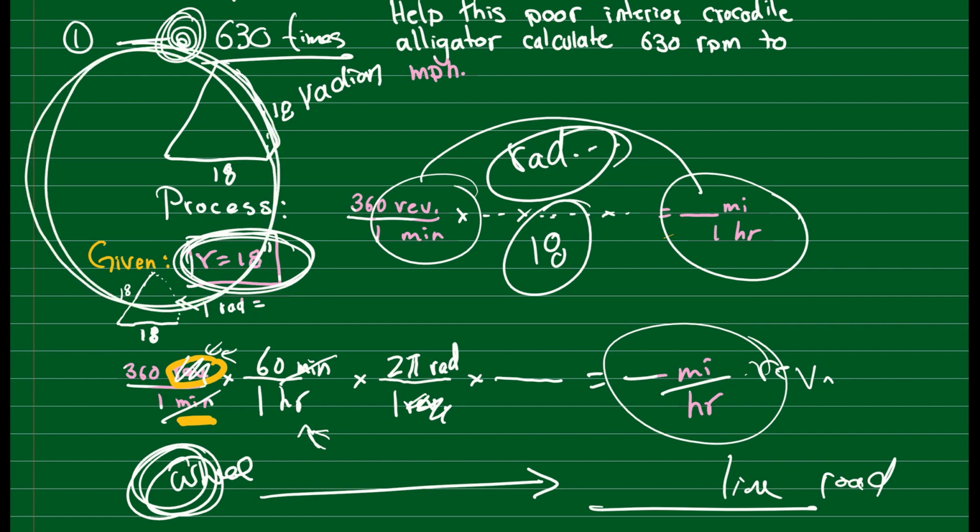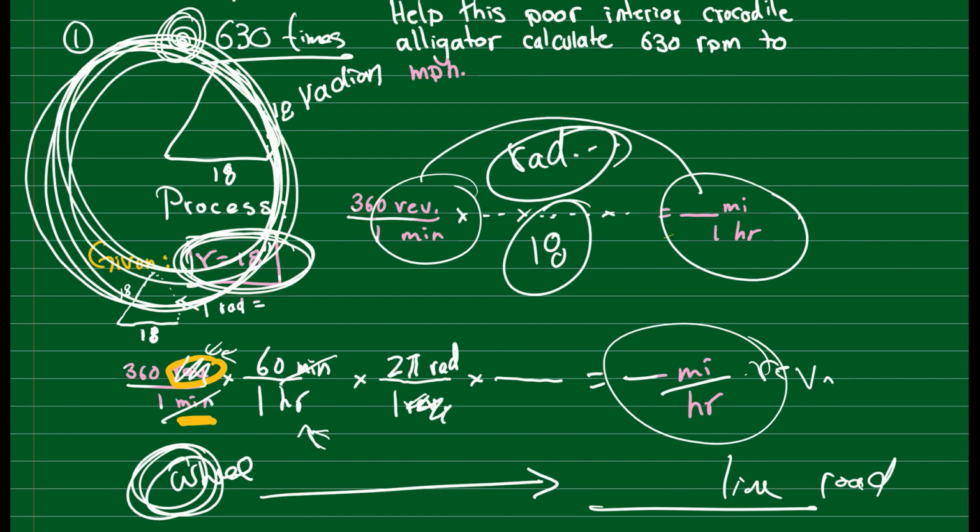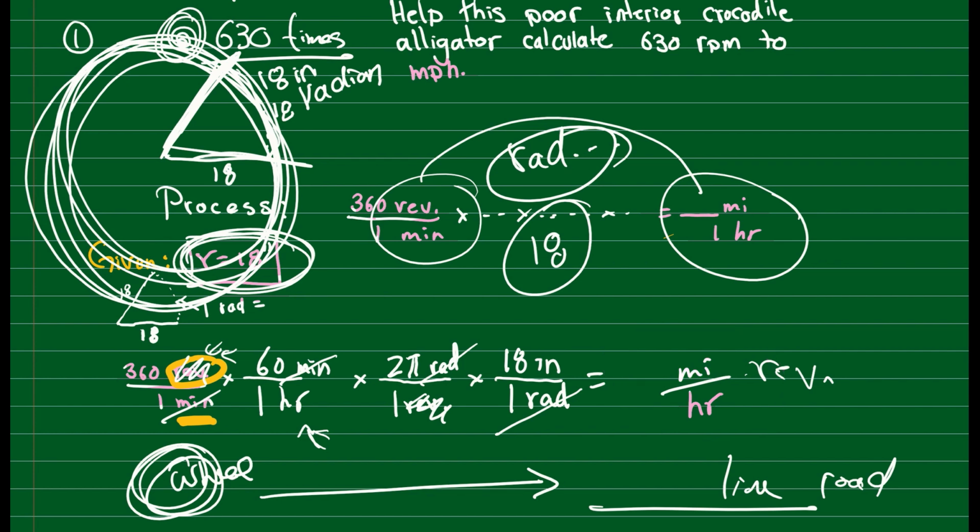And what do we know about the wheel then? Once it goes around, you form an entire revolution. And we know that the measurement of this little radian is 18 inches. So we know that 18 inches is equal to 1 radian. And magically, look what happens. Ta-da! This is gone. But we're still not in miles per hour. We need to do one more multiplication here.